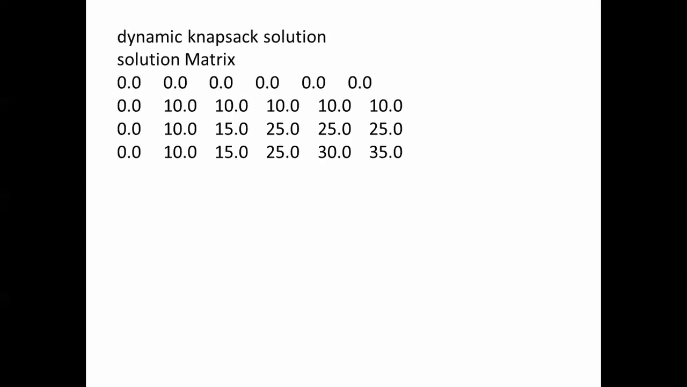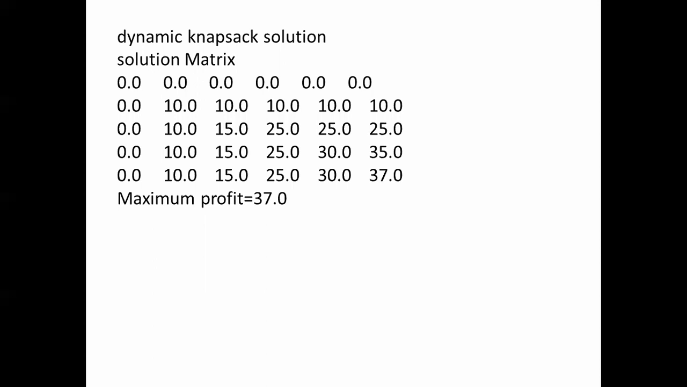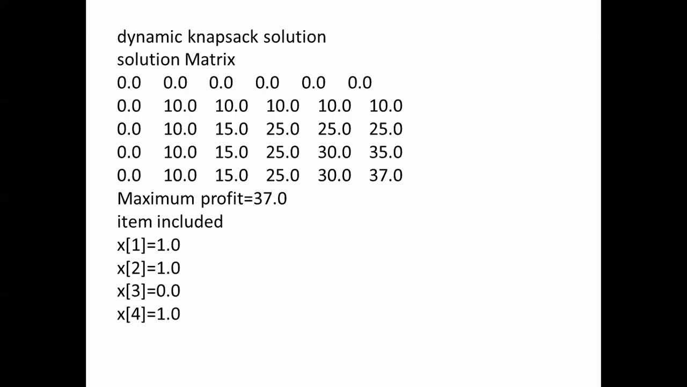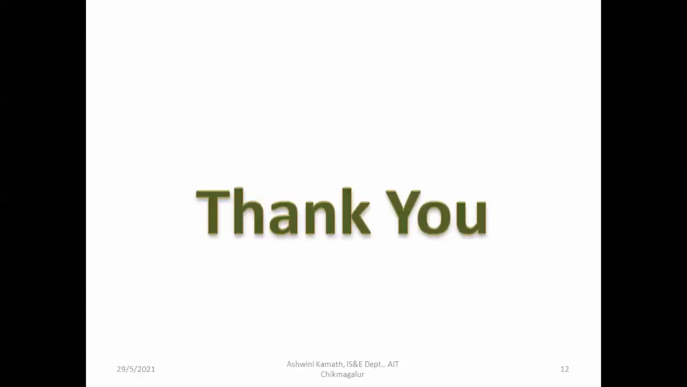So for the dynamic knapsack solution, we are going to display the solution matrix, which we have already discussed. So at the end, we have got 37. So that will be displayed. Then items included are x of 1 is equal to 1, x of 2 is equal to 1, x of 3 is 0, and x of 4 is equal to 1. Okay, I hope you understood this concept.